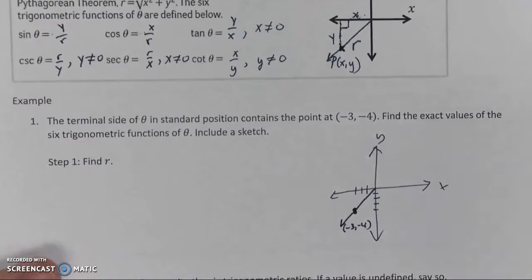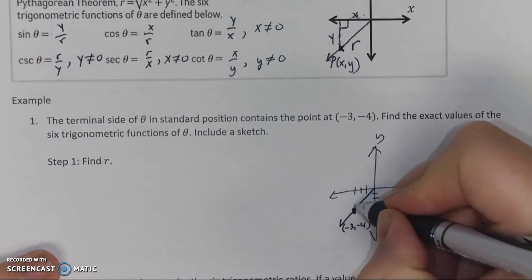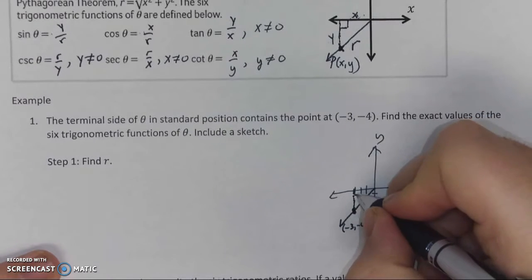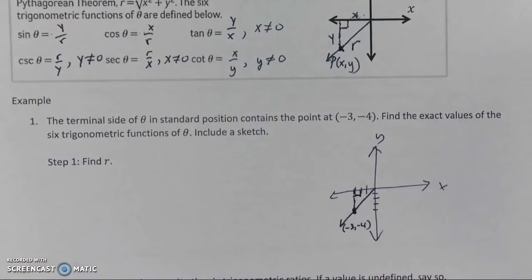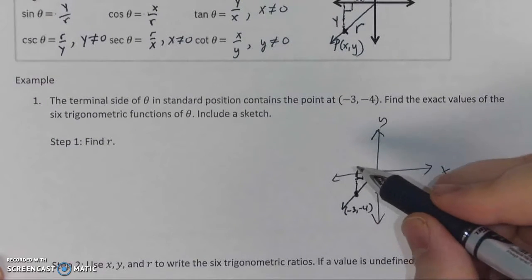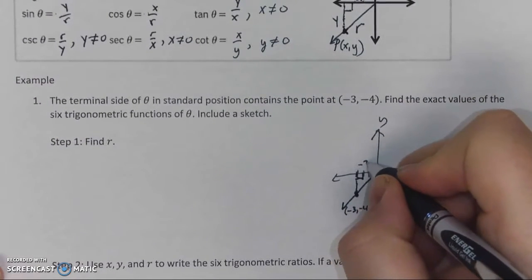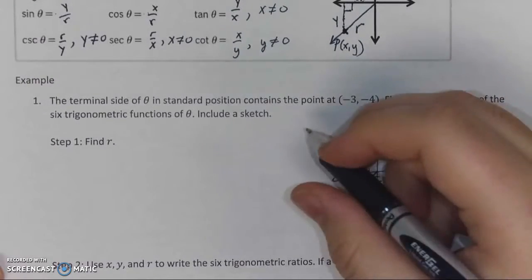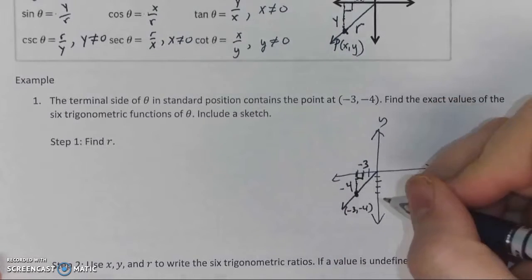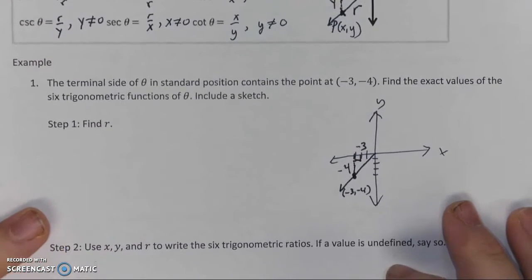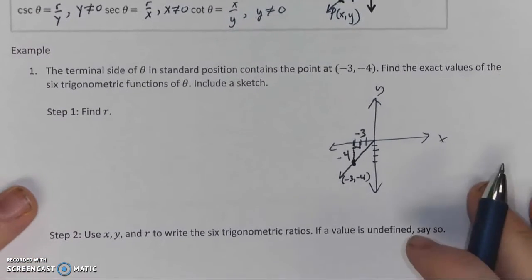So what we're going to do is from the point, we're going to drop a perpendicular down to the x-axis, and we're going to label this. How far left did I go on the x-axis? I went 3 units left because my x value was -3. And how far down did I go? I went down 4, so -4. So -3 and -4. Our first step here is to find our r value.